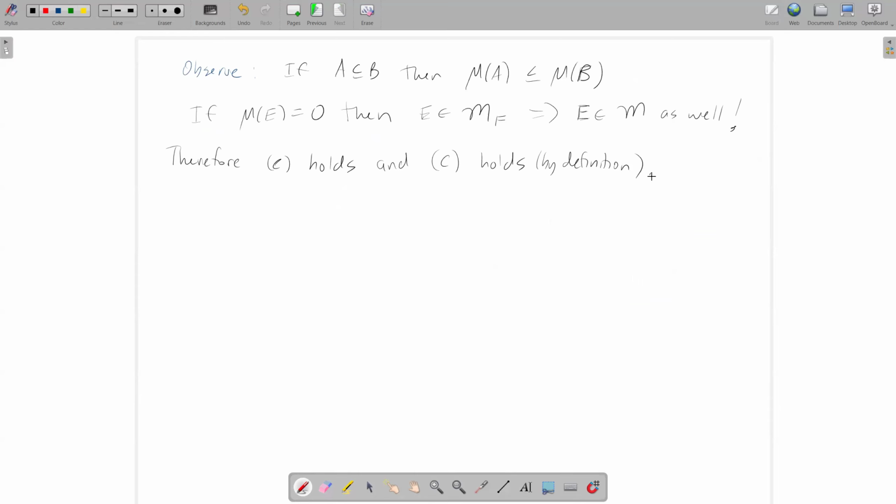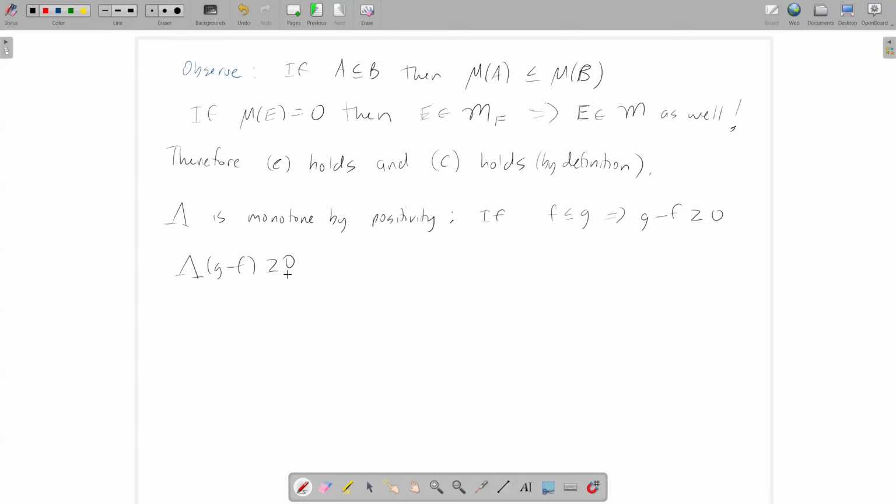Okay. So therefore E holds and C holds. And let's also observe that lambda is monotone by positivity. If F is less than or equal to G, then G minus F is positive. And that means that lambda of G minus F is positive.